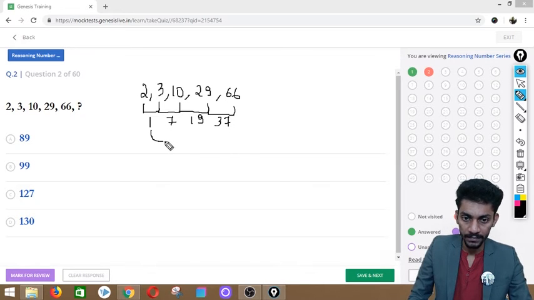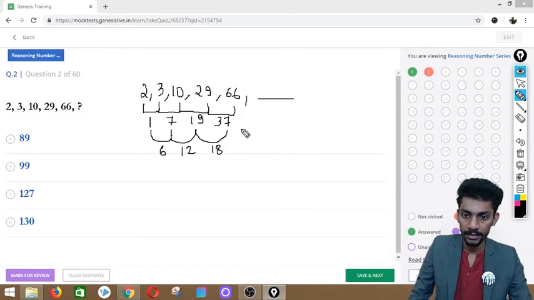Correct? Now, what's the difference here? The difference here is 6. The difference here is 12. The difference here is 18. Correct? We need the next term. What is the next term? So here also we have to find the next term.